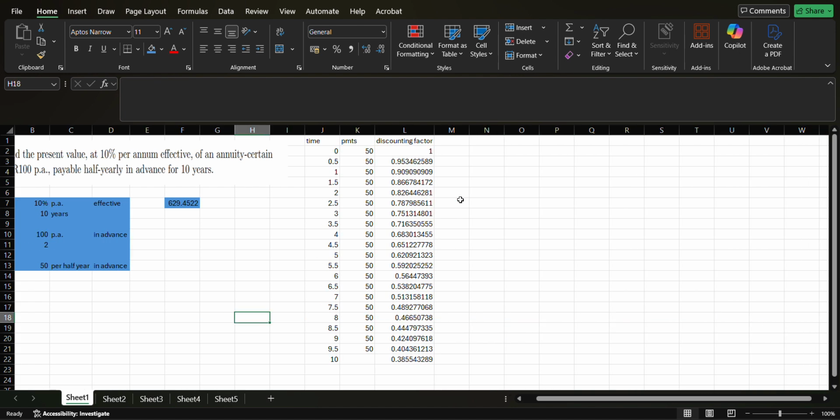So it carries all of these forward, and that's what we like. So we now have each time, the payments at each time, and the discounting factor at each time. Now we can get the present value of each cash flow.